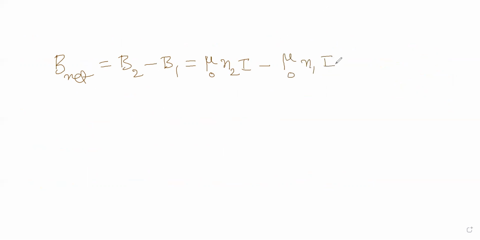So the first part is for the inner solenoid, the net. B net is B2 minus B1, that is the net magnetic field. So that is mu naught N2 I minus mu naught N1 I, as simple as that. So it is mu naught I into (N2 minus N1), because the currents are flowing in opposite directions.